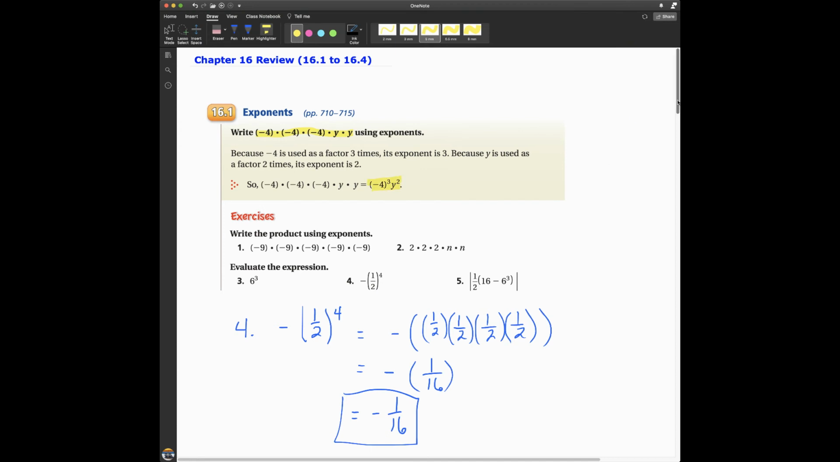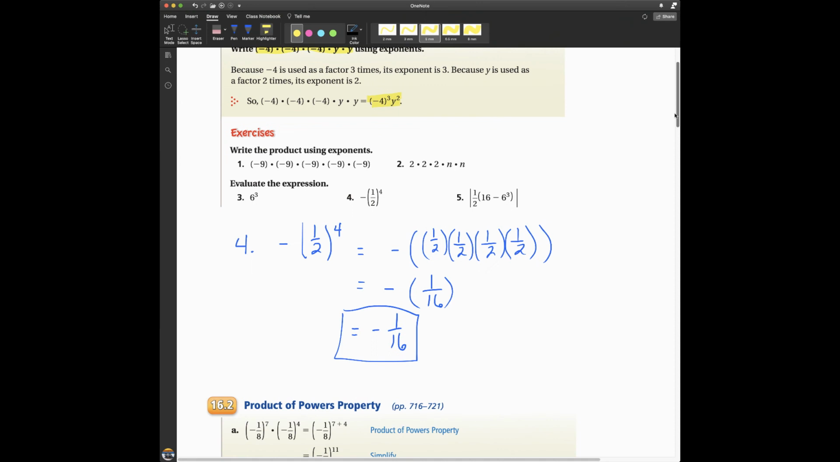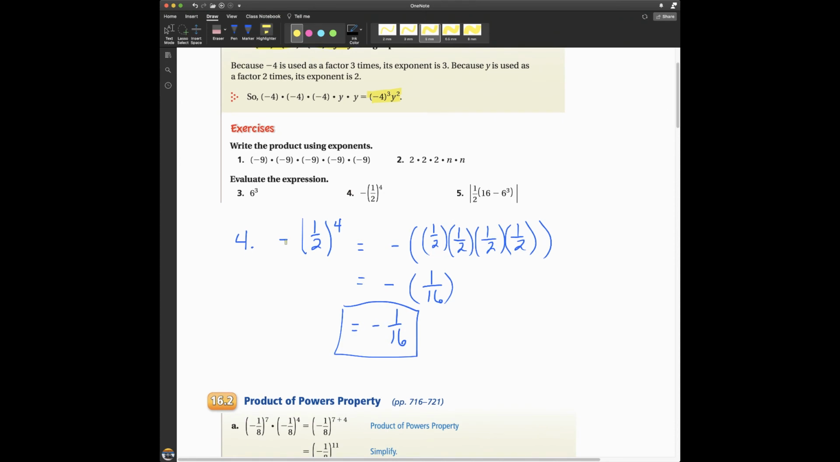So I did number 4 down here. Evaluate the expression -1/2 to the fourth, and so I put the negative here, and then in parentheses I worked out what 1/2 to the fourth power is, which is 1/16, and then I attached the negative sign to it. So I end up with -1/16.